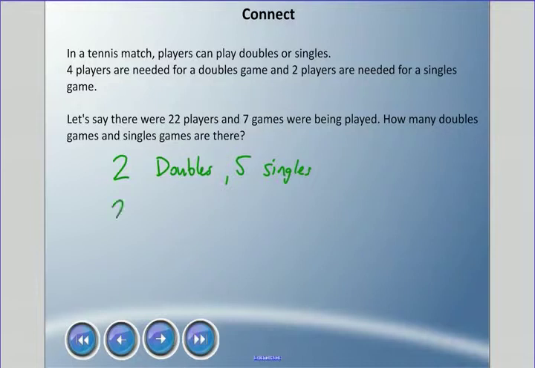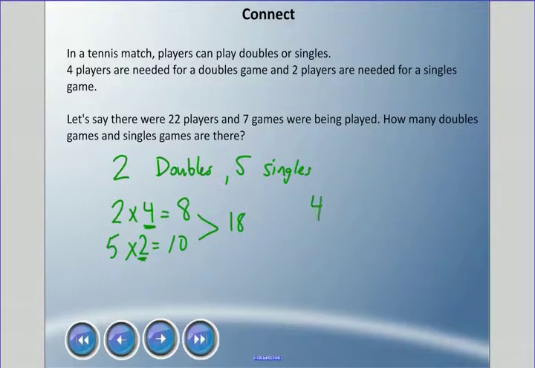So the 2 doubles games, that's 2 times 4, right? There's 4 players on the court at the same time. That would be 8 players. And I have 5 games going on of singles. There's 2 players per game, so that's 10. Well, I got to add these 2 together. 10 plus 8 is 18. I'm short, so maybe I could readjust my guesses. So what I did was I guessed, I checked my answer. I'm going to try again.